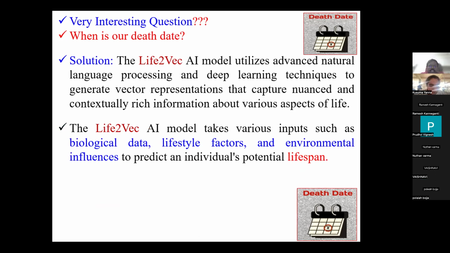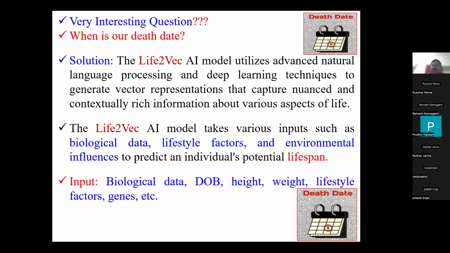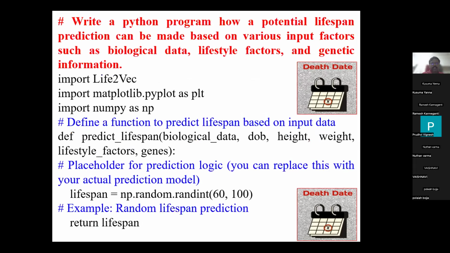So this Life2vec AI model takes various inputs such as biological data, lifestyle factors, and environmental influences to predict an individual's potential lifespan. If you are giving quality data as input, like biological data such as date of birth, height, weight, lifestyle factors, genes, etc., I get the output as lifespan. Suppose I have checked, I have given all my details as input, and it predicted my lifespan is 71 years, 72 years, like that it is giving. So this is the program.